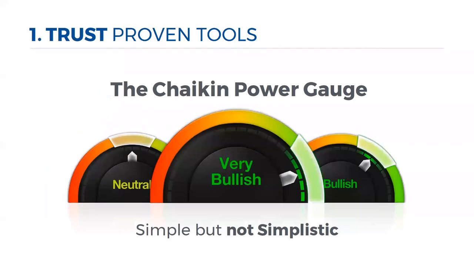Okay, so let's go into the first step. You have to have some tools that you trust. Well, the tool that we depend on is the Chaikin Power Gauge. It's a stock rating. You can see it here. It looks very simple. However, it's not simplistic. And this was a rating that Mark created after his almost 50 years on Wall Street. Mark created tools for professional investors his entire career. And they use those tools to make better trading and investing decisions for their clients.